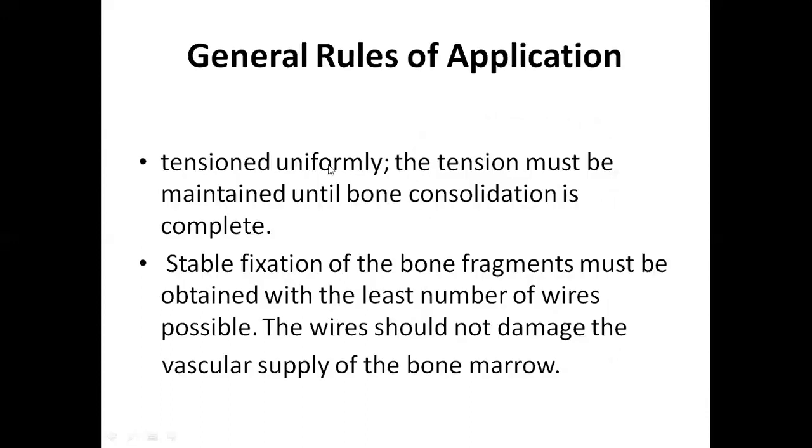Now, what are the general rules? Tension should always be uniform from the day of the application to the day of removal. When the construct is complete, the least number of wires should be used. If you use very many wires, it may cause pain in the limb, and wires may be stuck in the bone marrow or in the medullary cavity. Then there is a lot of temperature generation and bone loss will be there.